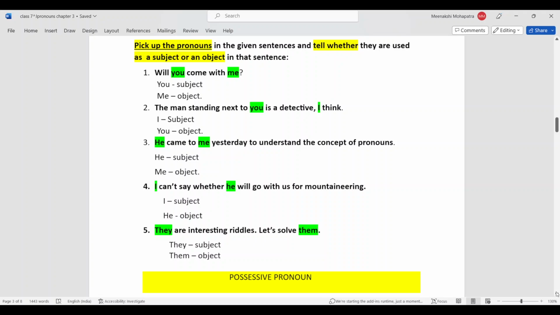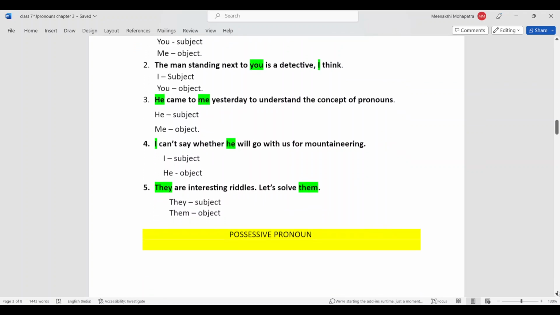Number four, I can't say whether he will go with us for mountaineering. Now, who is speaking? I am speaking. So, I is the subject. And whom am I talking about? I am talking about him. So, he is the object. Number five, they are interesting riddles. Let's solve them. So, they is the subject and them becomes the object.